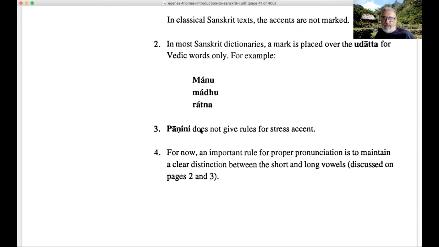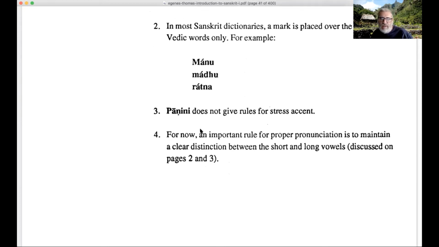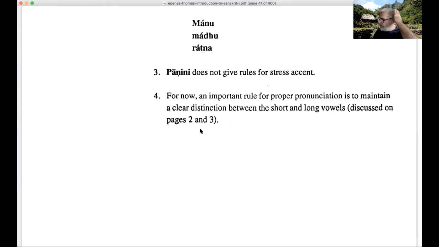Right. So Panini does not give rules for stress accent. Like in English and some other languages, we stress certain syllables. So don't bother doing that in Sanskrit. The stress should only be long and short. Whenever there's a long vowel, we give more emphasis to that syllable in a word. There's no such thing as stress. Some languages have certain stresses on certain syllables, and we should try to avoid that in Sanskrit and just go with the long and short.